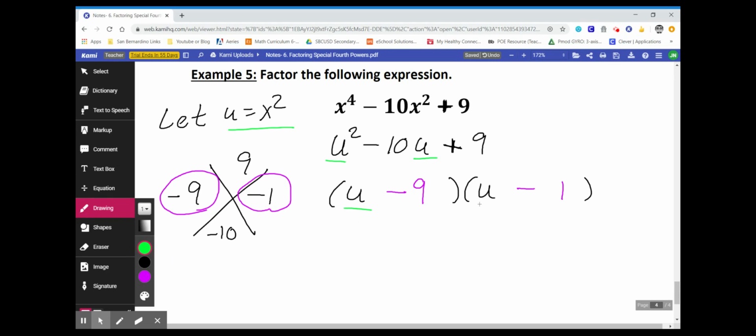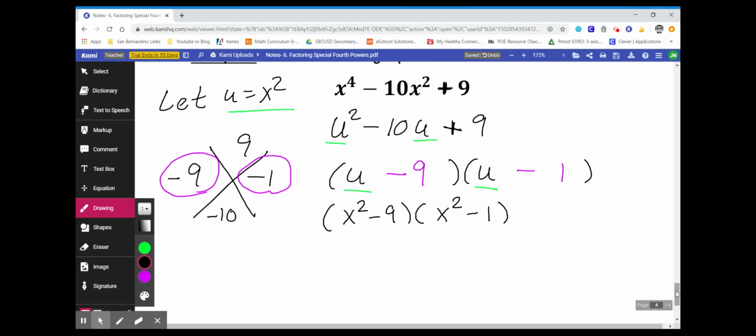So I'm going to replace the u back to x squared because my original problem had x squares. That will replace this with x squared minus 9. That would replace this with x squared minus 1. And then I would be done if I can't factor this anymore. But if you actually go back and check the problem, this actually is factorable a little more. So if I check, this is actually a difference of perfect squares. And if I check the other one, this is actually also a difference of perfect squares.